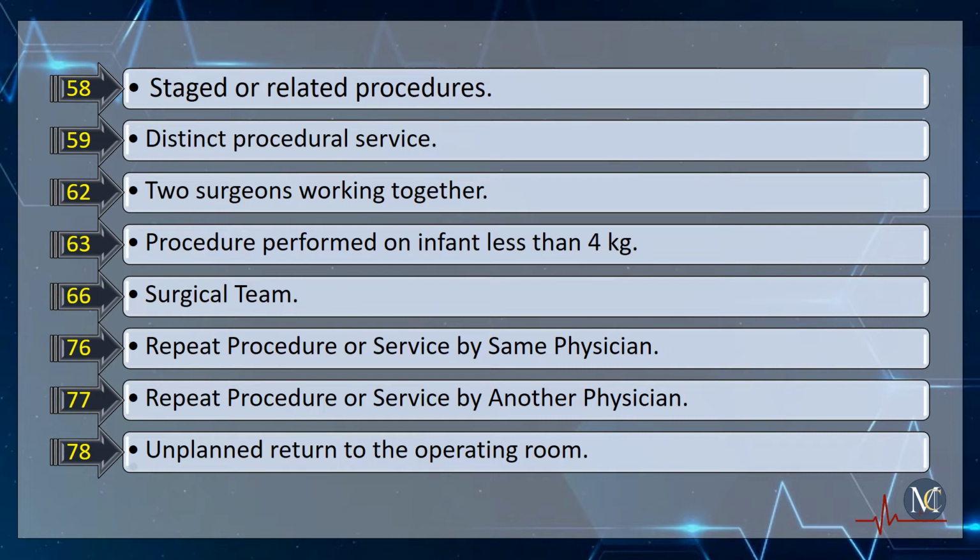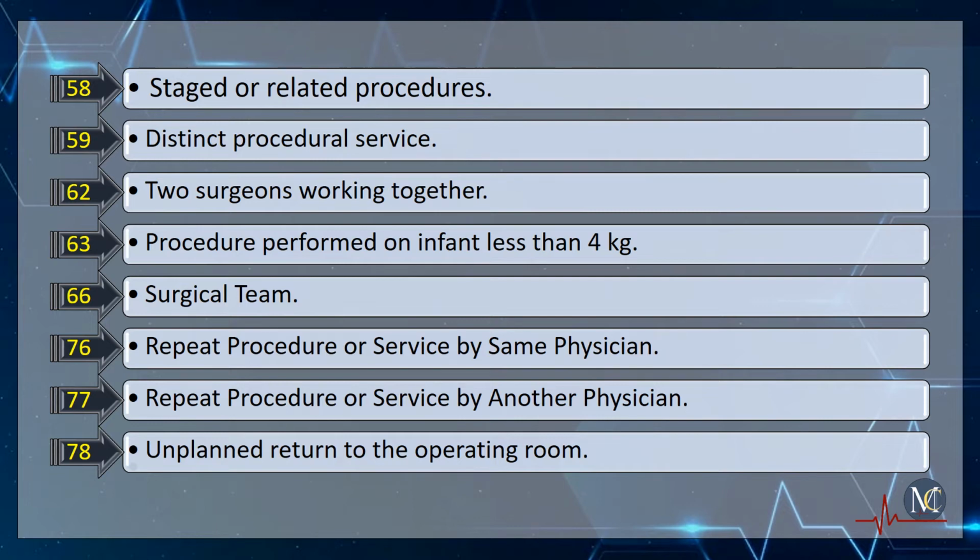CPT modifier 58 is also known as staged or related procedure or service by the same physician or other qualified healthcare professional. The performance of a procedure in the postoperative period was planned at the time of the original procedure, or is more extensive than the original procedure, or is for therapy following a diagnostic surgical procedure. CPT modifier 59 is also known as distinct procedural service. It is used to indicate that two or more procedures or services were performed during the same encounter, but each procedure or service was separate and distinct from the other.